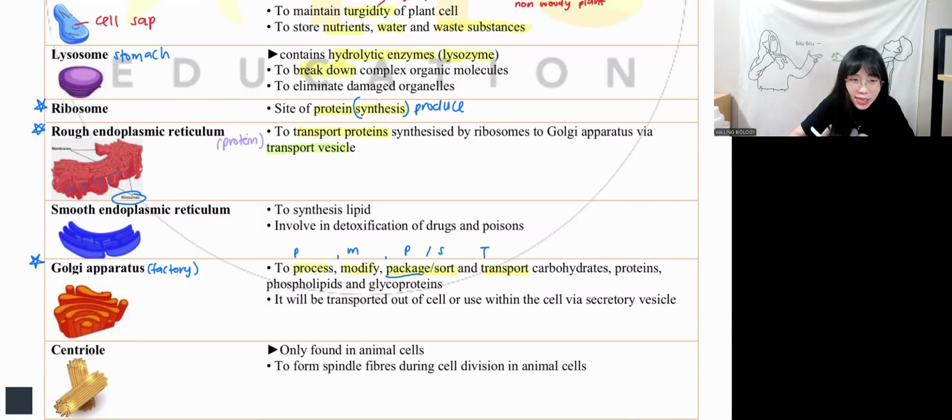For Golgi apparatus, they will be transported out of the cell or within the cell, right? Using secretory vesicle. Secretory vesicle has hormone or enzyme. Either one, okay? Because it has been modified. So they have hormone or enzyme inside.